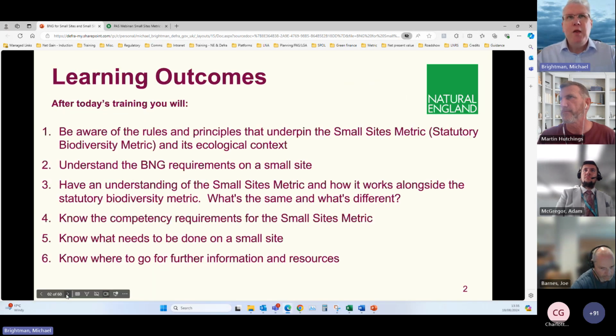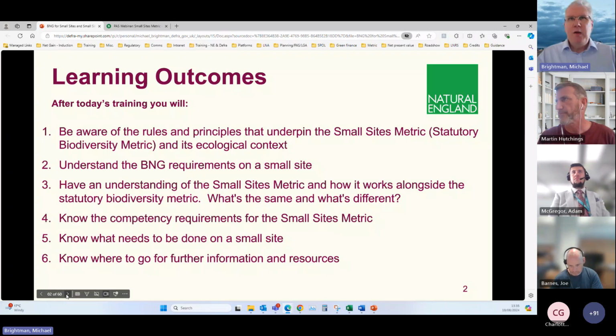So let's start then with the learning outcomes, and after the end of this presentation, you'll be aware of the rules and principles that underpin the small sites metric and also the ecological context. You'll understand the biodiversity net gain requirements on a small site and have an understanding of the small sites metric and how that works alongside the main metric or statutory biodiversity metric. In essence, what's the same and what's different. You'll also know the competency requirements for the small sites metric and know what needs to be done on a small site, as well as having information on where to go for additional resources.